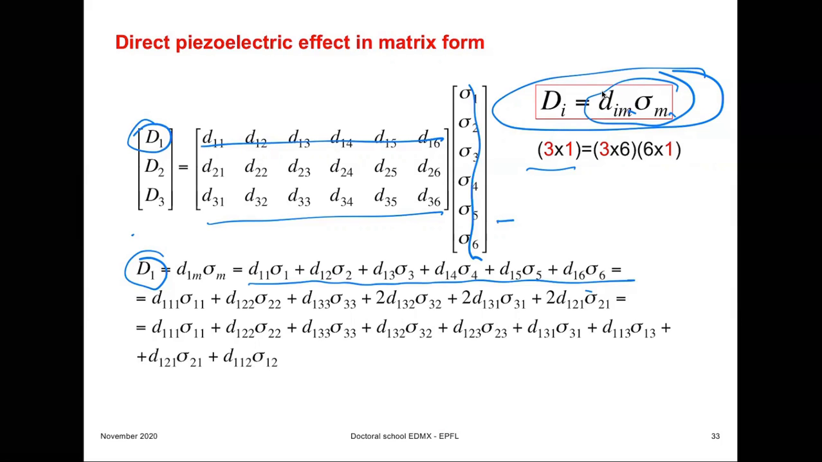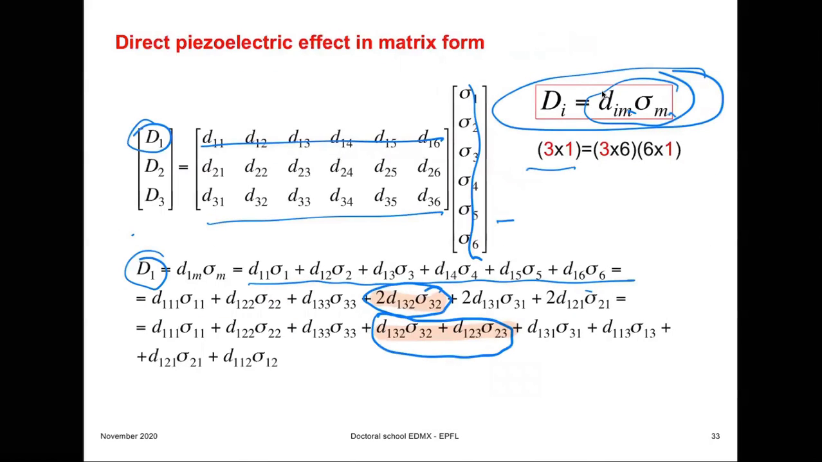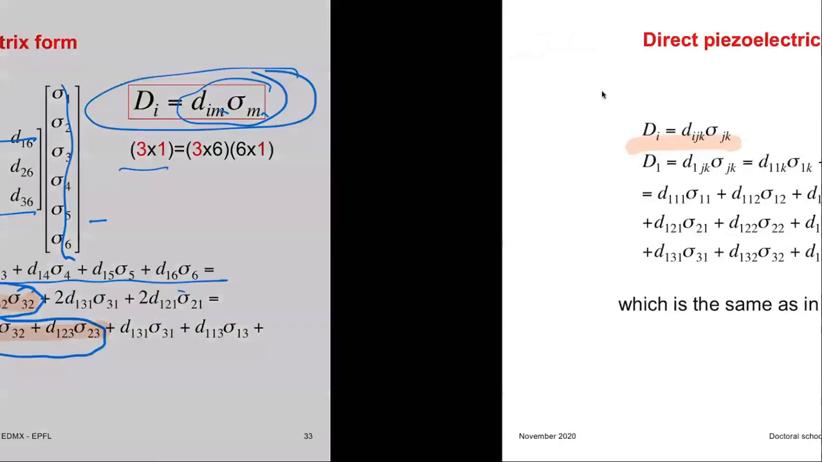And that's written here. You see these two terms and these two terms is where we assume that d132 and d123 are equal. We can do the same in a tensorial form, and we again for D1 get the same equation as before. So you can compare this with this.